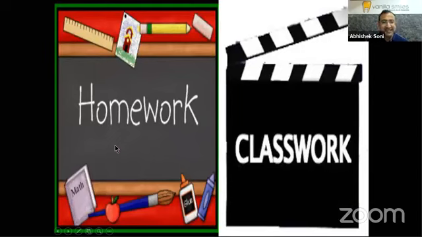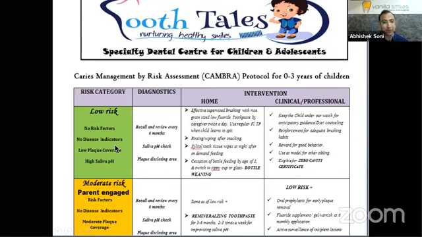So what is CAMBRA? It basically is a meticulous amalgamation of homework and classwork. Homework, which has to be done by parents, and classwork, which involves your regular fluoride varnishes, your oral prophylaxis, your interproximal flossing, and your administration of your cavity fighting liquids, depending on the risk category of the child. Now, let's look at an example. If it's a low risk child, it's beautifully given as to what home hygiene protocols the parent should follow in all the pamphlets that are shared with the parents.